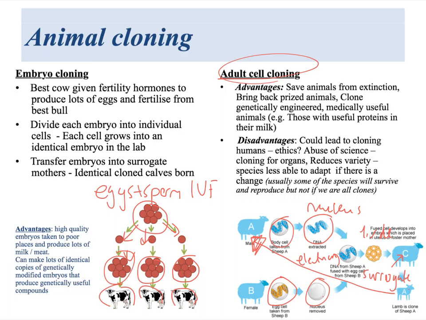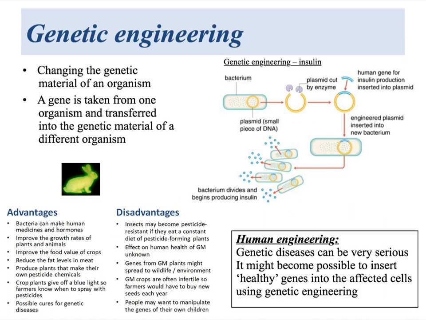They might be looking at that with the northern white rhino. Disadvantages could lead to cloning of humans. It reduces variety, so therefore they're more likely to get a disease or succumb to it.